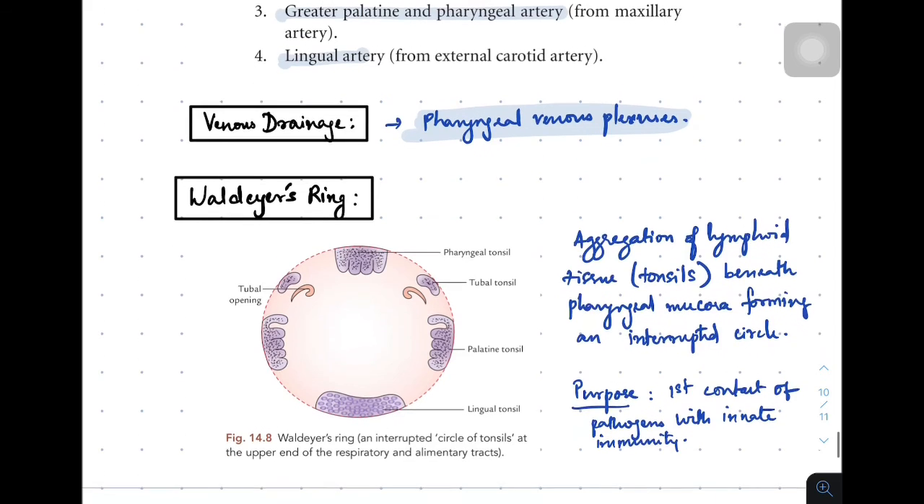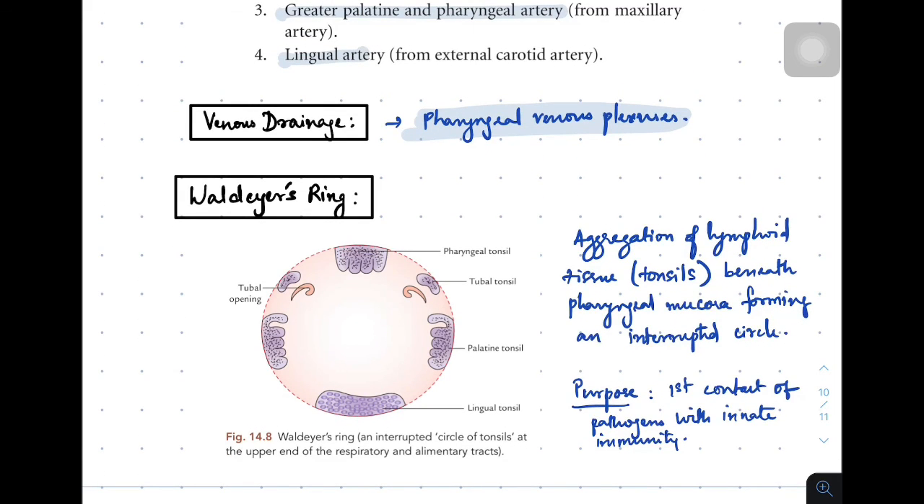So this is the final topic for today's video, which is the Waldeyer ring. What is Waldeyer ring? It is an aggregation of lymphoid tissue, which is tonsil, behind the pharyngeal mucosa, forming an interrupted circle. What is the purpose? It is the first contact of pathogens with innate immunity. So this is acting like a filter.